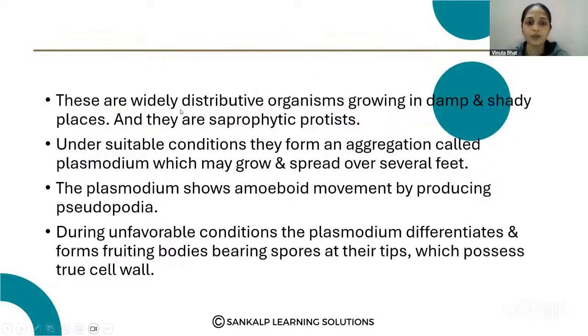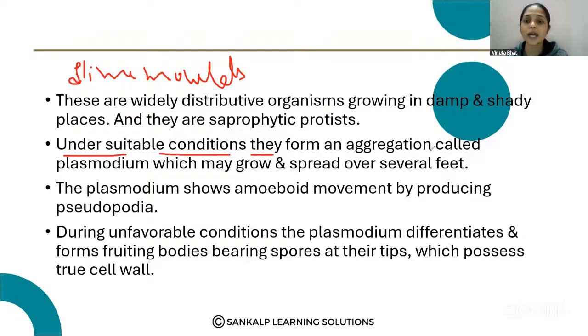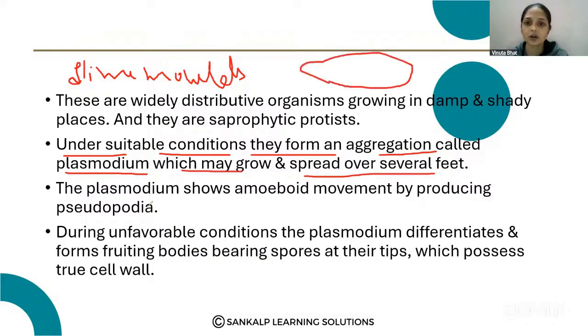Then slime molds. Slime molds are saprophytic, which means these organisms depend on dead and decaying materials. Under suitable conditions, they form an aggregation called a plasmodium, which may grow and spread over several feet. The plasmodium shows amoeboid movement by pseudopodia.